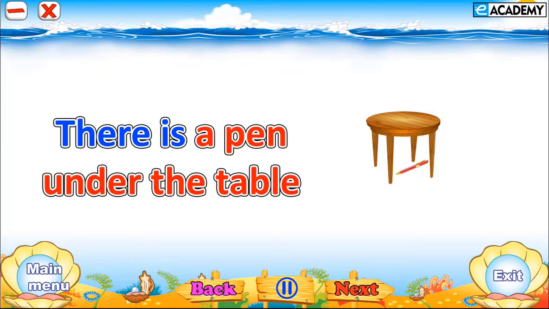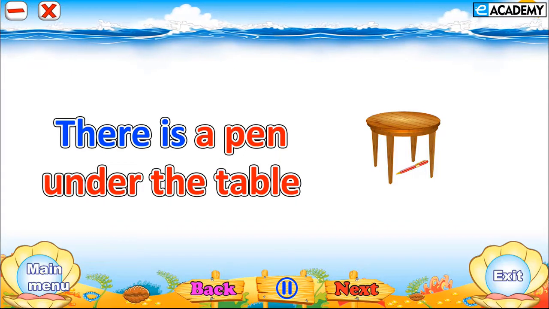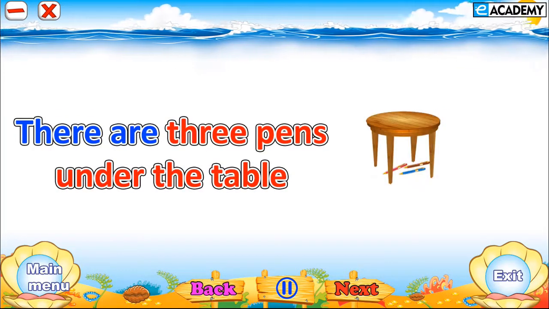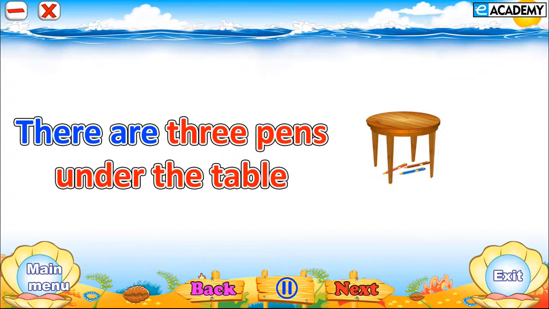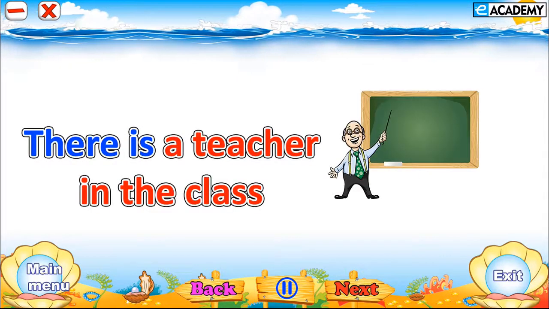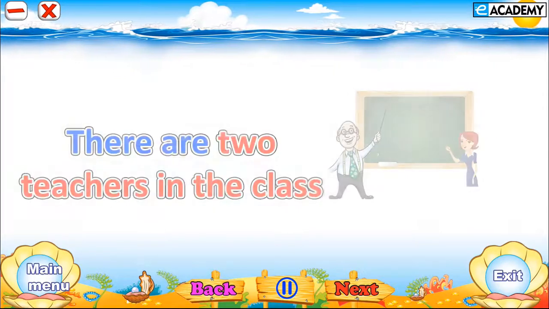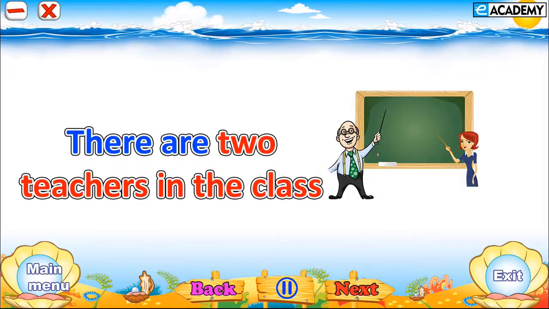There is a pin under the table. There are 3 pins under the table. There is a teacher in the class. There are 2 teachers in the class.